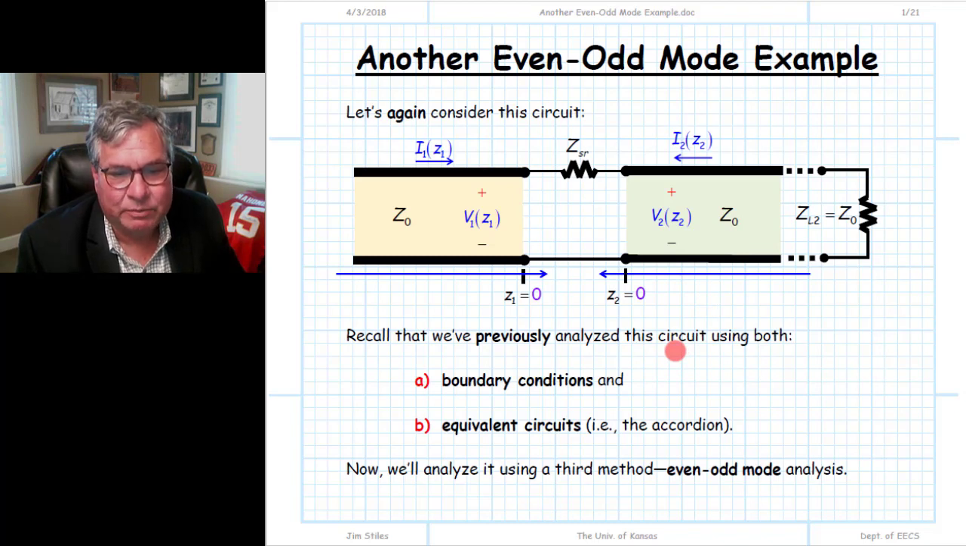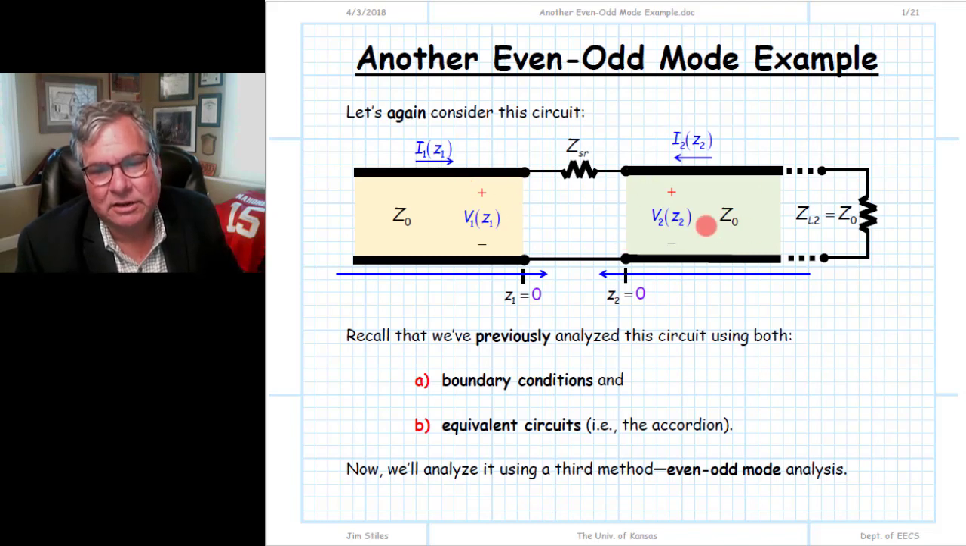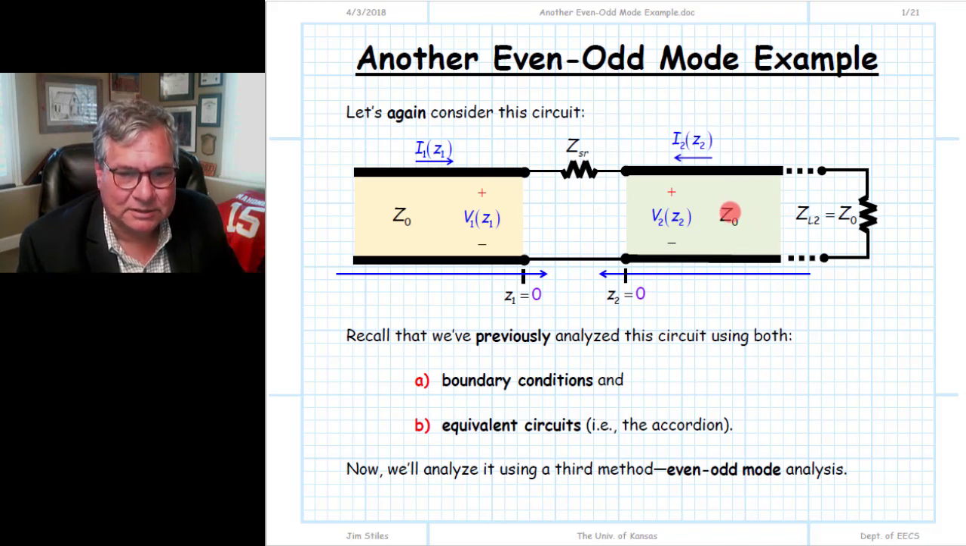amplitude. We then went through and showed how we could alternatively determine the same results if we applied equivalent circuits, the accordion method, where we found the equivalent circuit looking this way, which was simply the impedance Z0, and then combined it with this series impedance, and then finally took that impedance and determined the load reflection coefficient, which allowed us to solve this side of the circuit, and then took voltage and current and propagated it to the other side, which then allowed us to determine the side on the right.